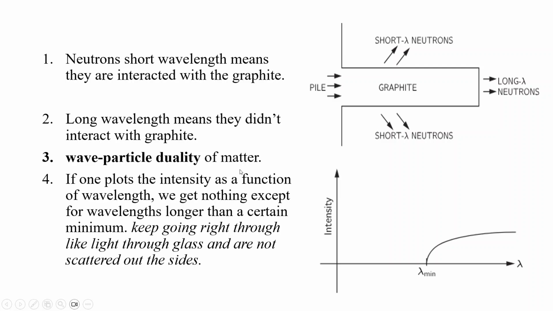So this explains the wave-particle duality of matter. Here we can see a plot. If one plots the intensity as a function of wavelength, we get nothing except for wavelengths longer than a certain minimum. So if we keep going, they pass right through like light through glass and are not scattered out. So this is the lambda minimum, and as the wavelength increases, this is our result.